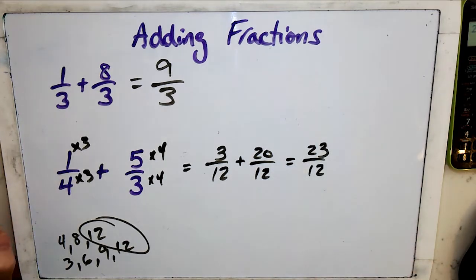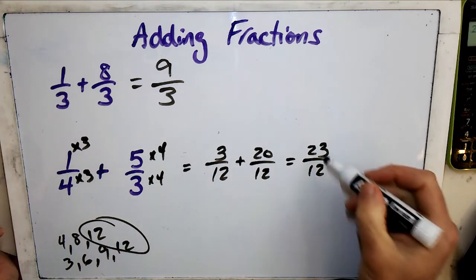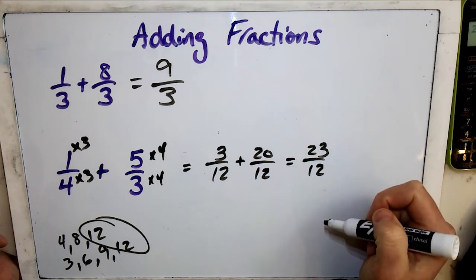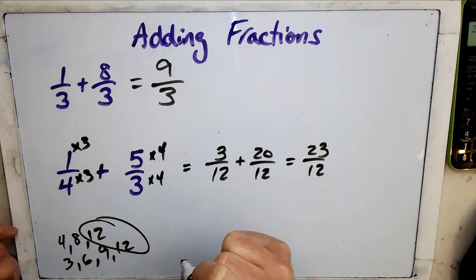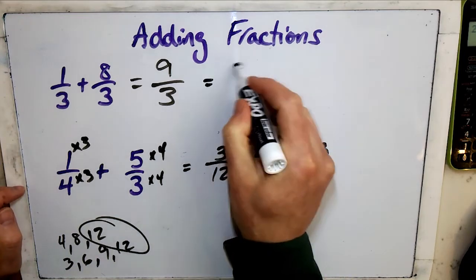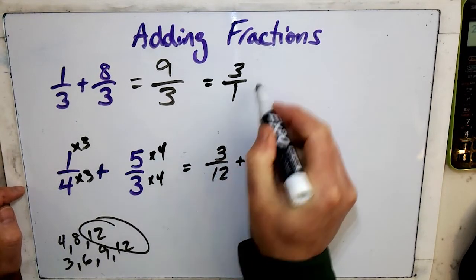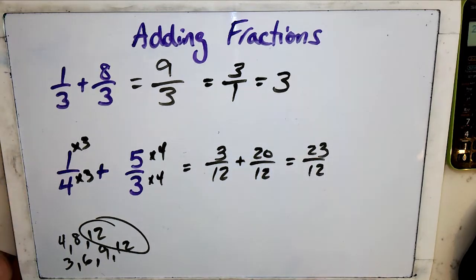Now, one thing you have to do with all adding, subtracting, all fractions is ask, can I reduce it when I'm finished? 23 over 12, nothing goes into both of them. 23 is prime, and it doesn't go into 12. But our first question, 9 divided by 3, I can divide both by 3, and the 1 becomes invisible. 9 divided by 3 is 3.